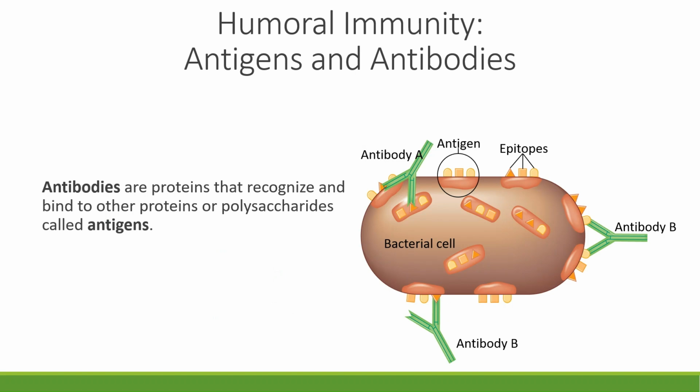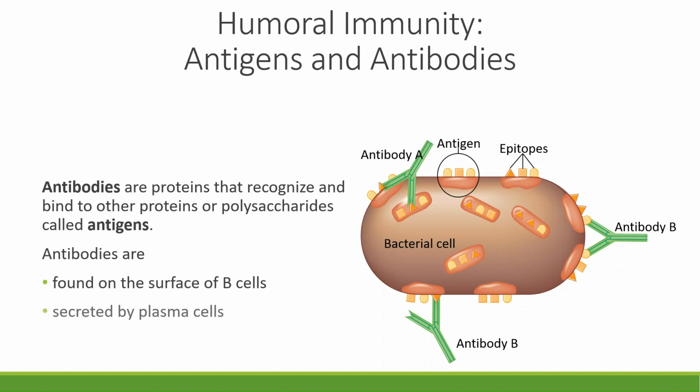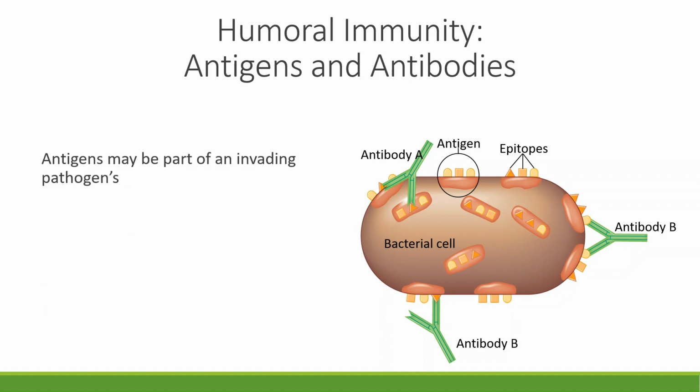Antibodies are proteins that recognize and bind to antigens. Antigens are specific proteins, sometimes polysaccharides, that are found on pathogens. Antibodies are found on the surface of B cells, where they help detect antigens, and secreted by plasma cells, allowing them to circulate freely and neutralize pathogens. This recognition process is key to the humoral immune response, helping fight infections.